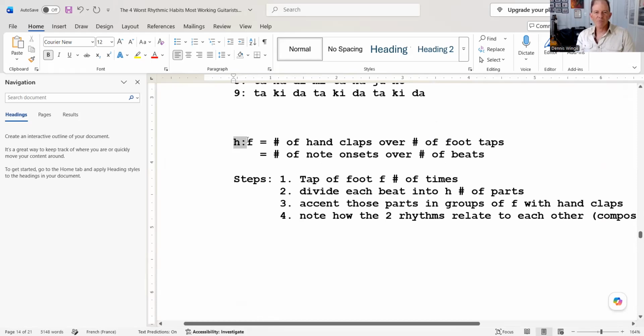If it's hand to foot, and H represents the number of hand claps over the number of foot taps, or in our case, the number of notes over the number of beats, same difference. Step 1 is you tap the foot F number of times. You subdivide each beat into H number of parts, right? And then you accent every F part, okay? And then you notice how the two rhythms compare to each other.